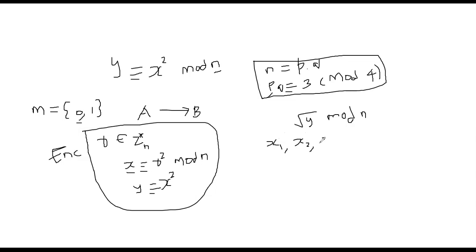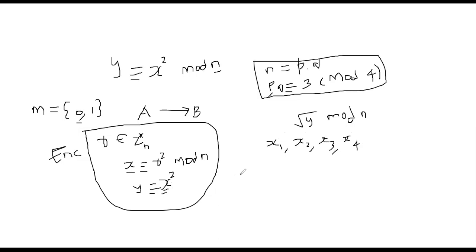X3 square will also give him a y, and so is x4 square. So he doesn't know really which one to pick. For sure, one of these must be matching the x that Alice sent, right? So how is Bob going to select that? So here comes the neat trick.